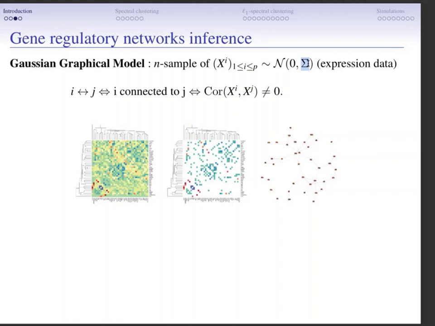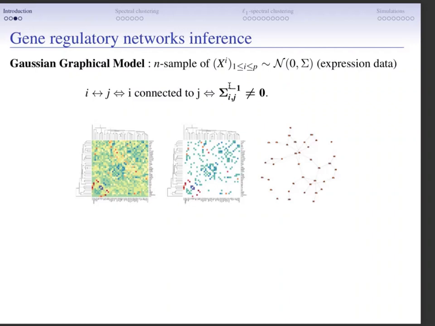To build an interaction network, you can say, okay, I have an edge between node i and node j if the correlation between X_i and X_j is significantly larger than 0. So you compute the correlation matrix, threshold your matrix given a threshold, and you build the associated network by drawing an edge whenever the correlation is significantly larger than 0.